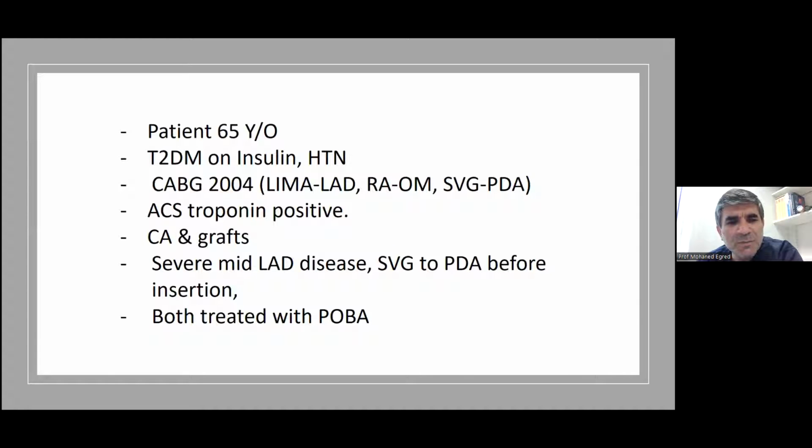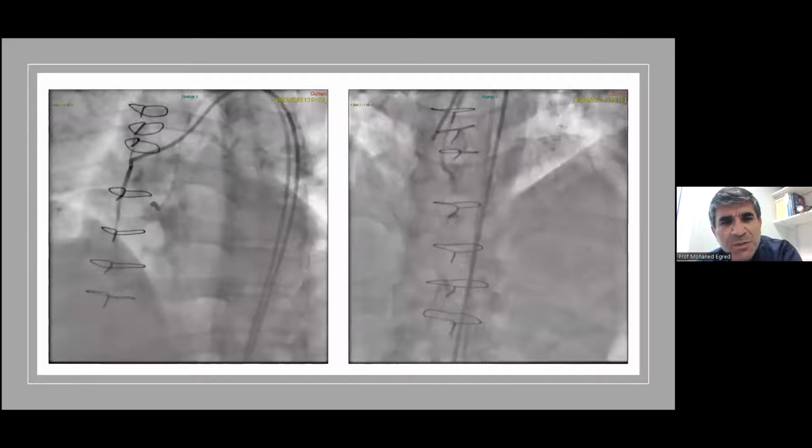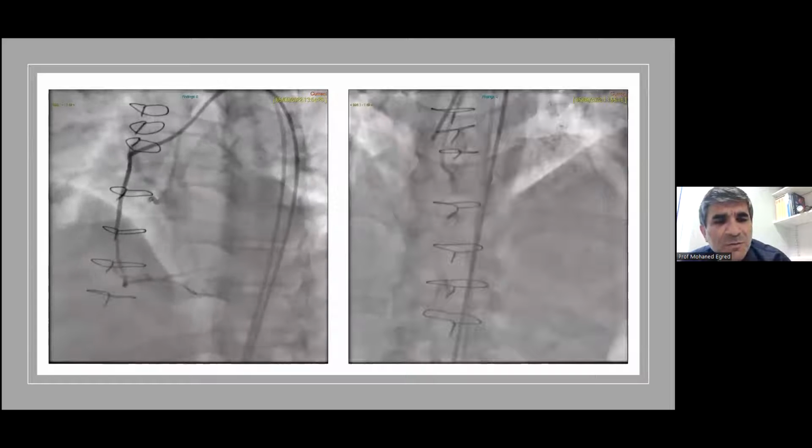There was a severe mid-LAD disease, then the SVG to the PDA was severely diseased before insertion. Both were treated with PCI, and my colleague who treated him spoke to me about the SVG, because for the last few years, I have advocated not to treat the vein graft anymore and just to try to open the native artery if possible in certain circumstances. And this was one of them, because once the vein graft starts going, it will go, and it's better to recanalize the native artery. So I did this case as a live case demonstration of retrograde approach.